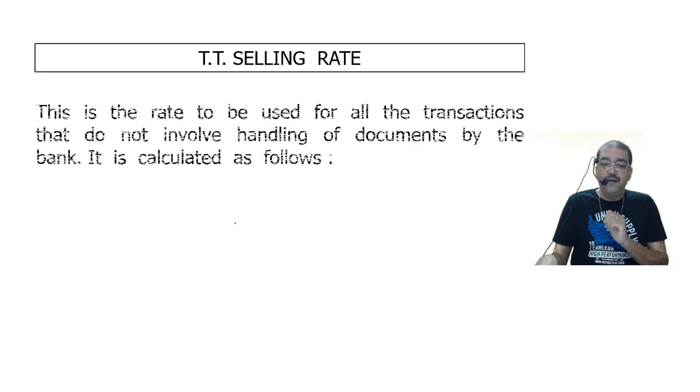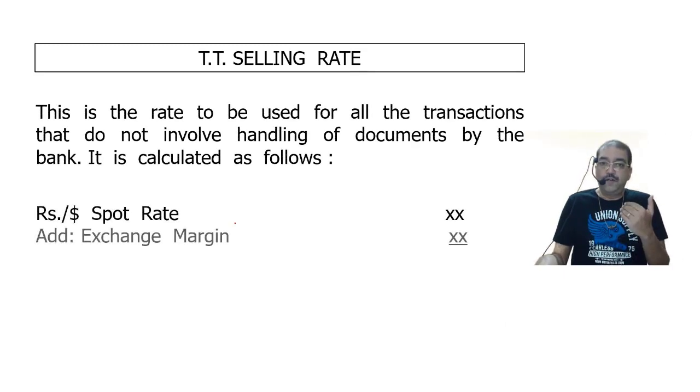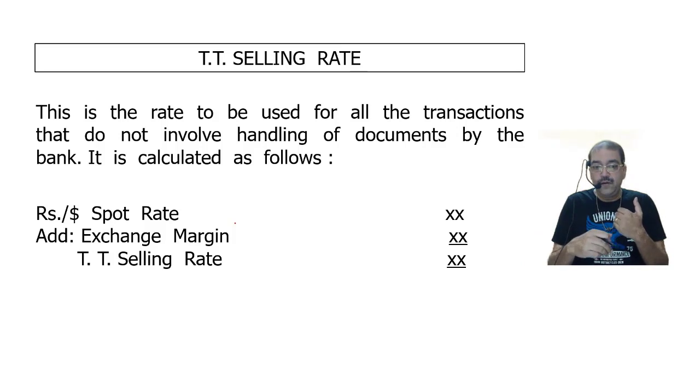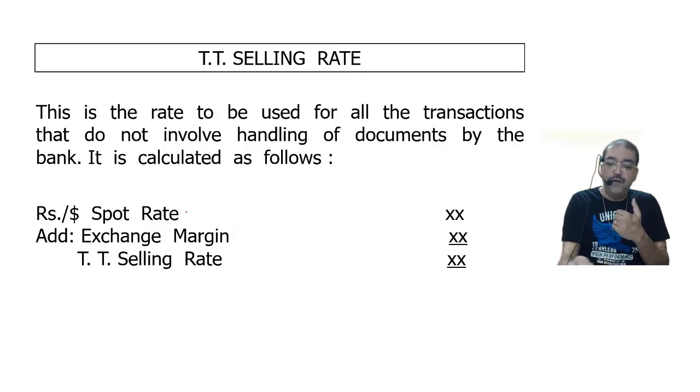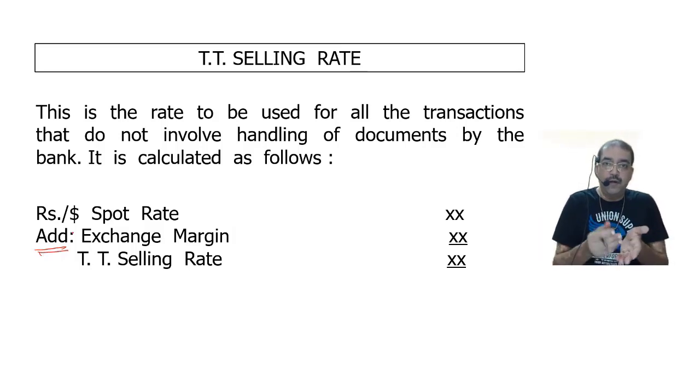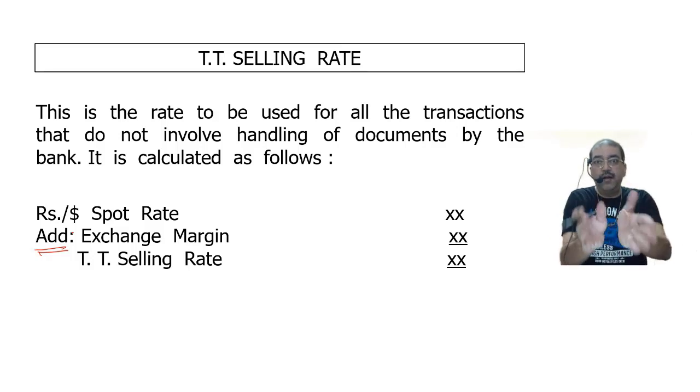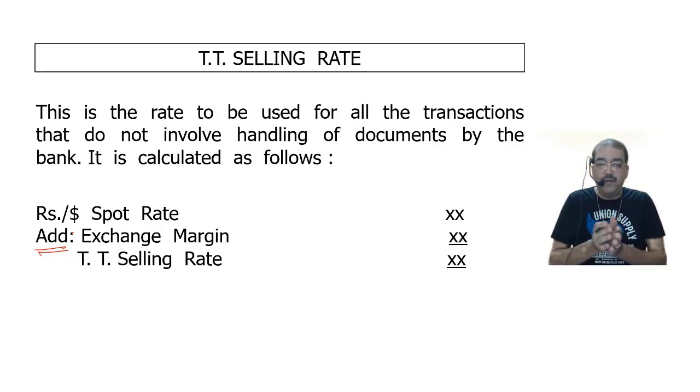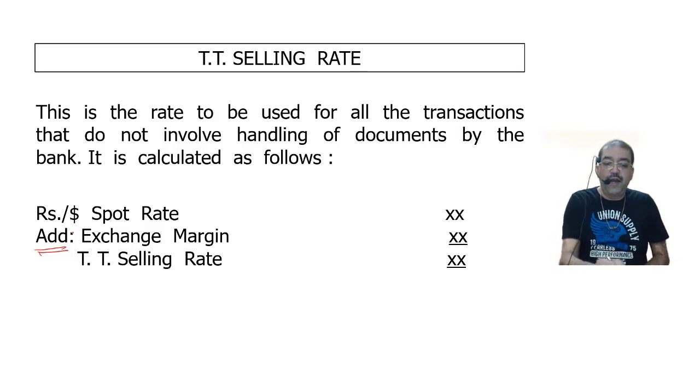Same way, TT selling rate, where you are having to purchase. That means the bank is going to sell. When a bank is going to sell, it will take the spot rate and add the exchange margin. The bank is selling foreign currency, so you have to make payment. When you are making payment, you have to add the commission and increase. Add the commission and then make the payment. So it is add exchange margin.